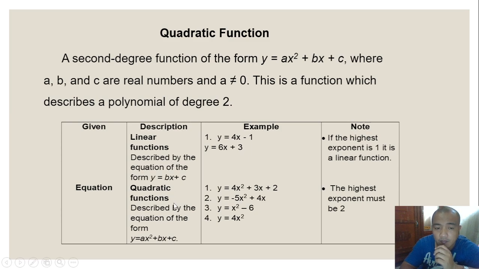How about the quadratic function? It's described by an equation of the form y equals ax squared plus bx plus c. Examples here: y equals 4x squared plus 3x plus 2. Y equals negative 5x squared plus 4x. Y equals x squared minus 6. Y equals 4x squared. So the highest exponent must be 2. Okay, can you see the difference? Easy, right?